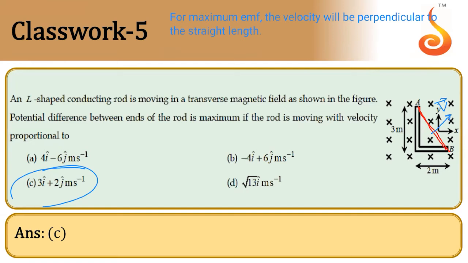Yeah, it can be third quadrant also. But there is no third quadrant option, right? Yeah, see, this is positive, right? X component is positive. Both should be negative, right?